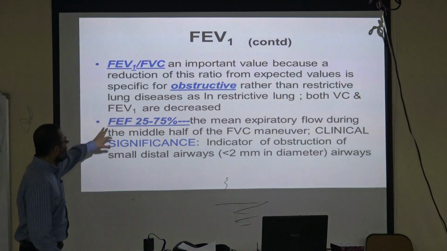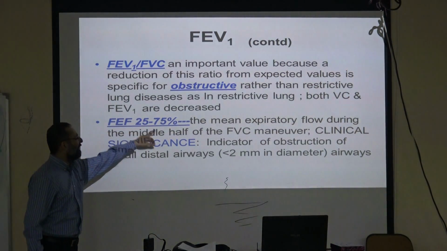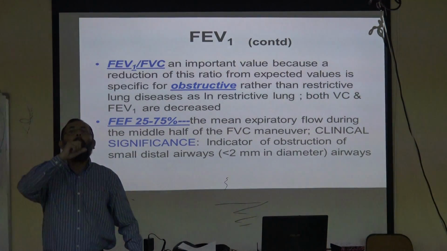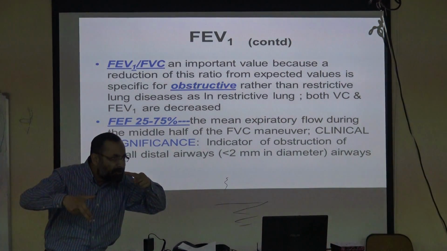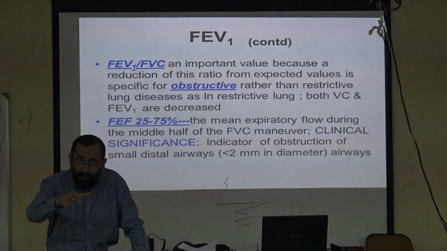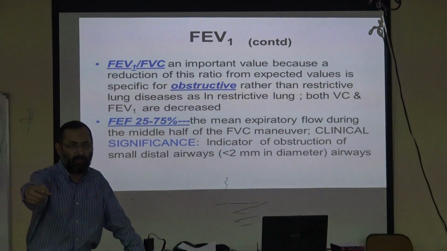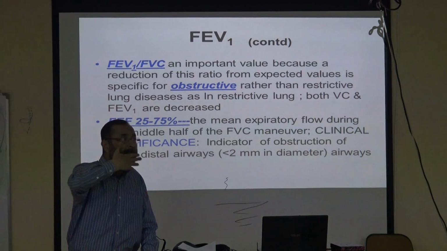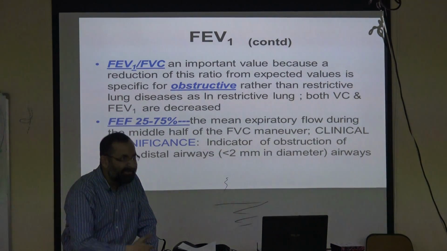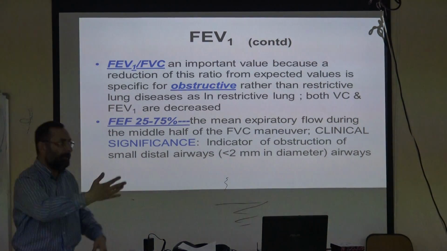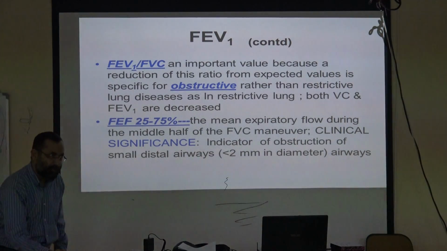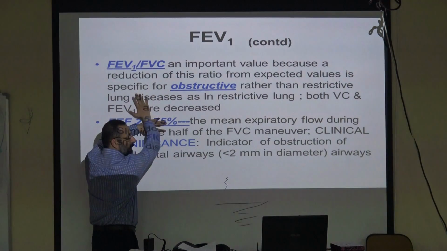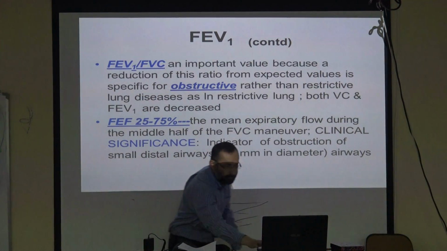Okay. This is not important. FEF 25-75, I told you, it is expiratory flow. A little plastic machine is there in which you blow, I told you. Okay? And that is giving you the speed of your airflow, not about the volume. It is giving you the speed. How many liters are coming per second or per minute? That is the speed. This is also telling you about obstruction. This is another test of obstruction. But you are interested in this one first. Okay?